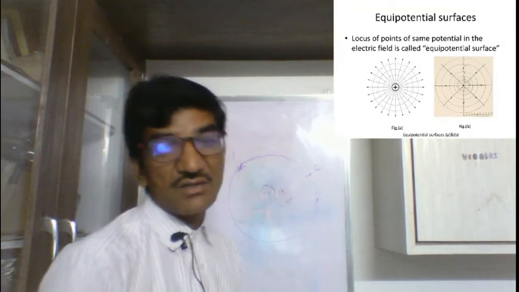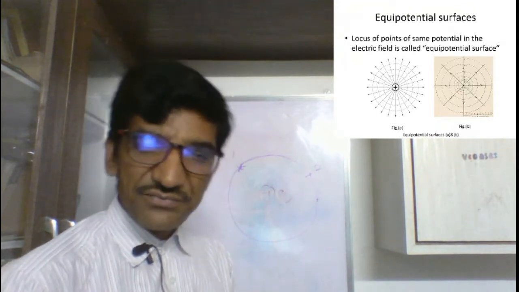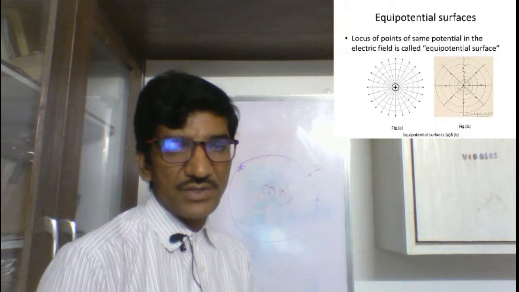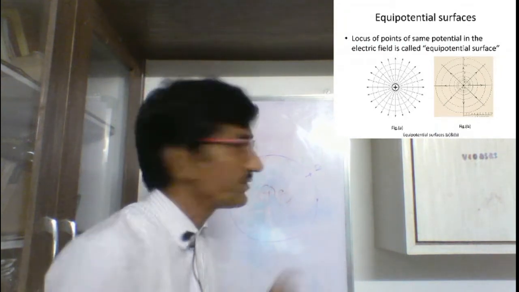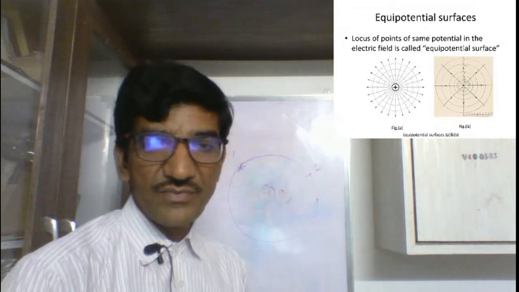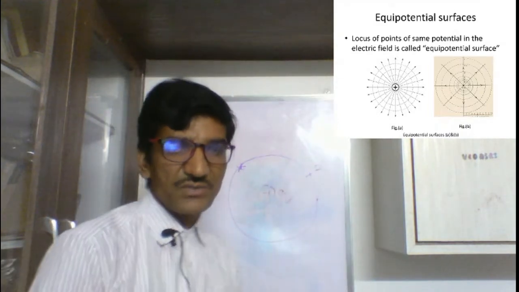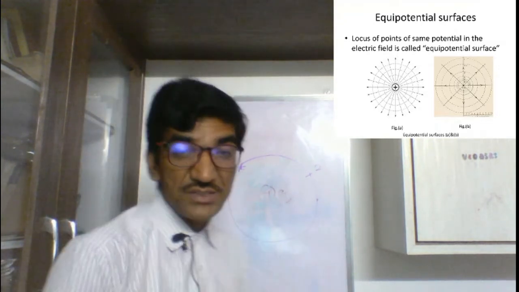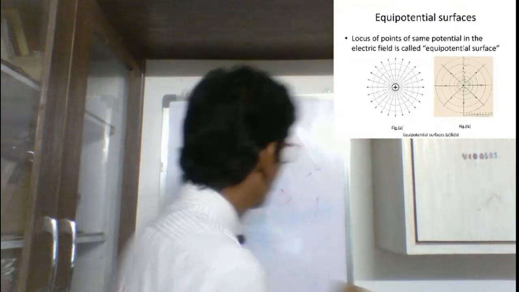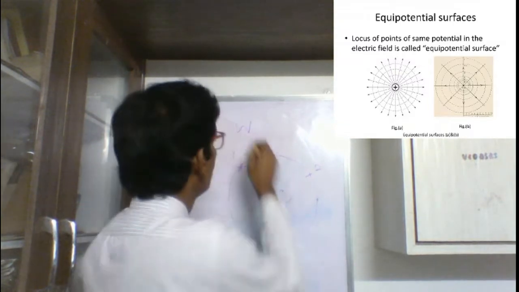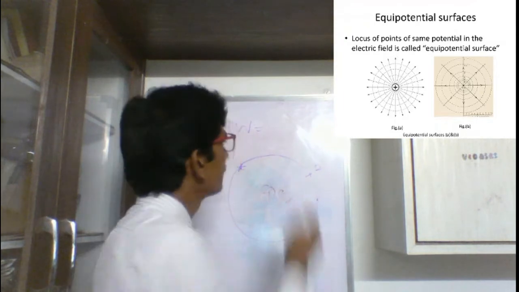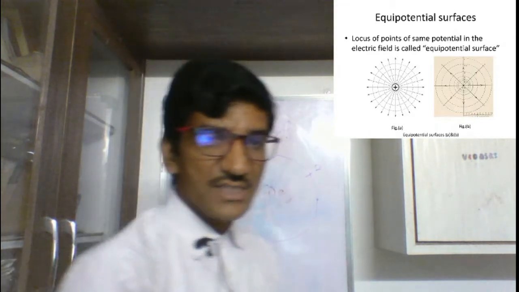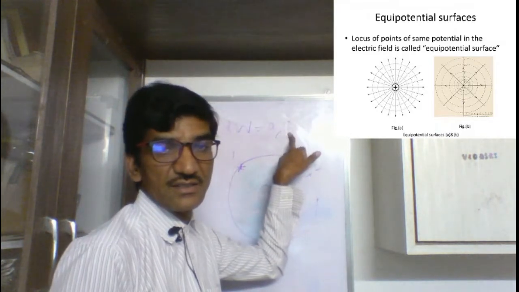Potential is the work done on a unit positive charge. For the displacement of unit charge between two points, you need work equal to the potential. If you want to move Q coulombs of charge from point 1 to point 2, then how much work is needed? That work dW is equal to Q into phi. Why? Because for 1 coulomb of charge, this much work is needed.